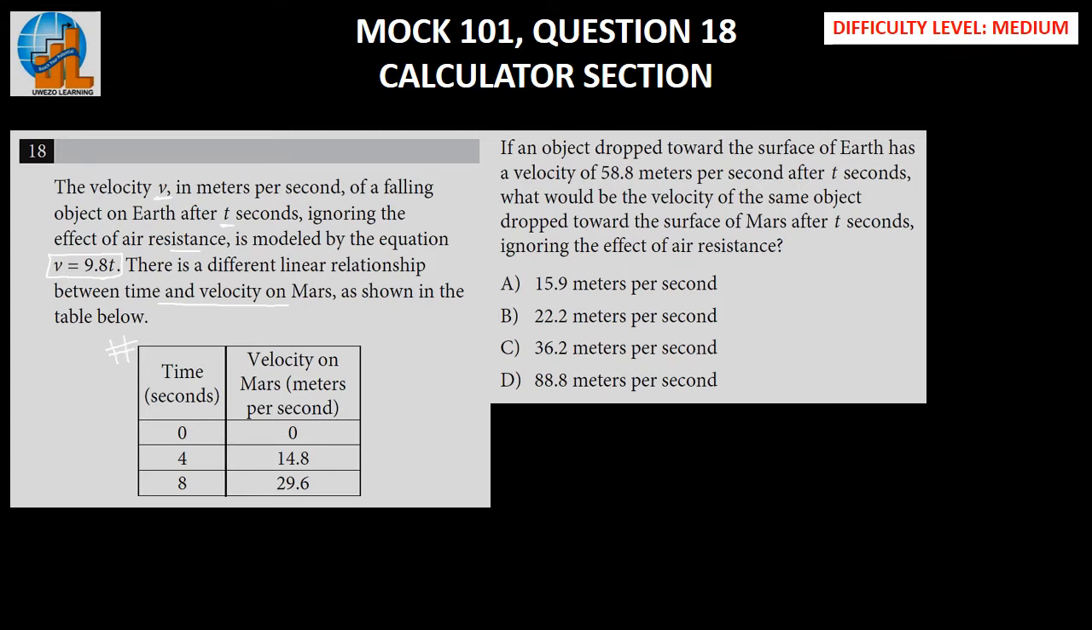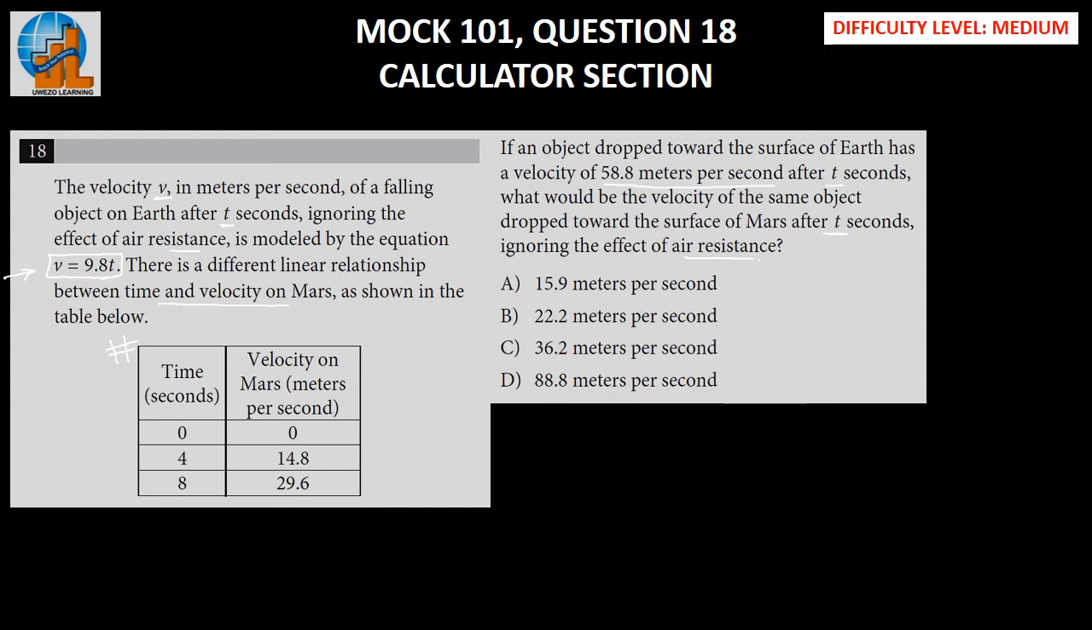Now, if an object dropped towards the surface of Earth has a velocity of 58.8 meters per second after t seconds, what would be the velocity of the same object dropped towards the surface of Mars after t seconds, ignoring the effect of air resistance? As I read through this question, we need to find at what time the velocity of an object dropping towards the surface of the Earth is 58.8 meters per second, and for the same time we'll have to find the velocity of the same object dropping towards the surface of Mars.